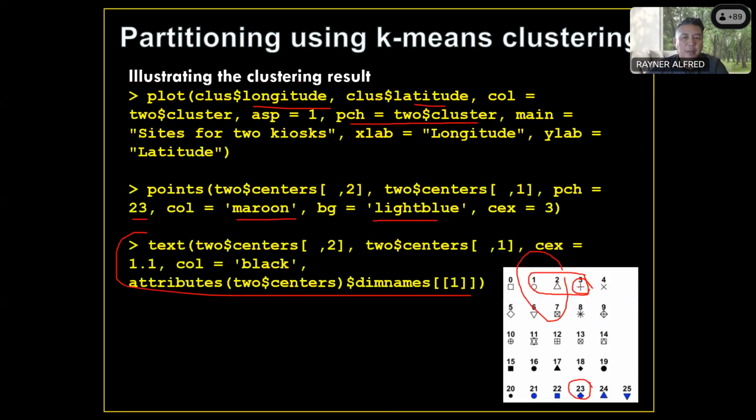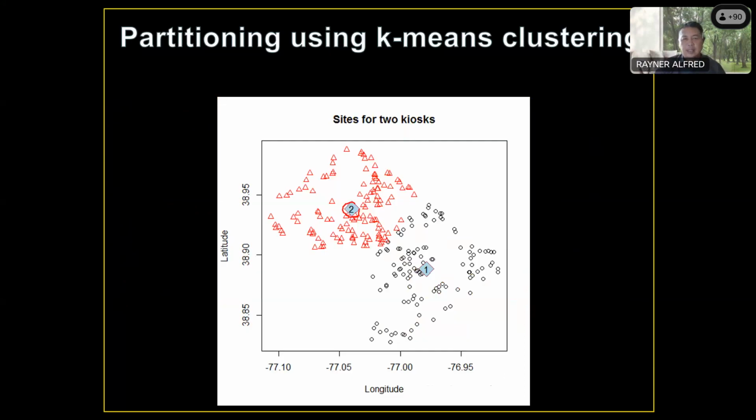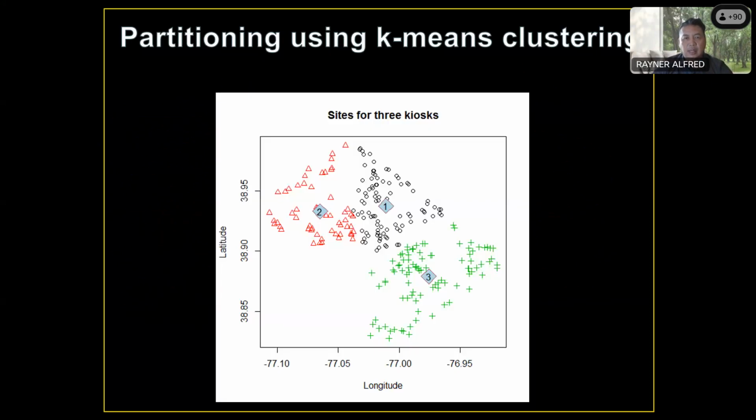And then the last one is basically just writing the center. The color is black. So this is just extracting the value from the center that we have. So all these 3 statements are used to display or visualize the cluster that we have. So this is our 2 cluster result, and this is our 3 cluster result.